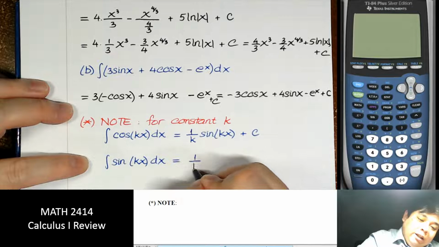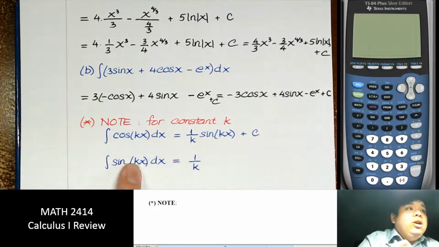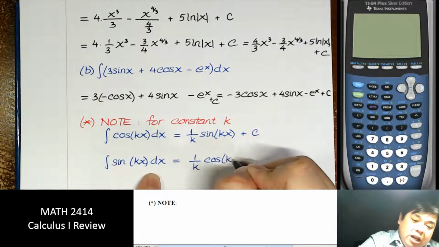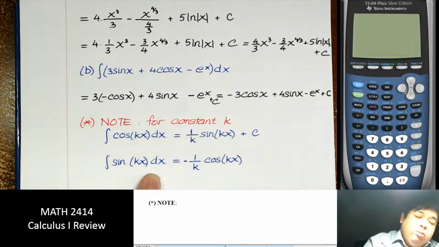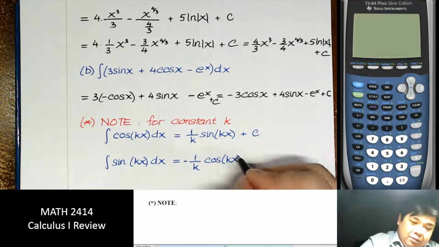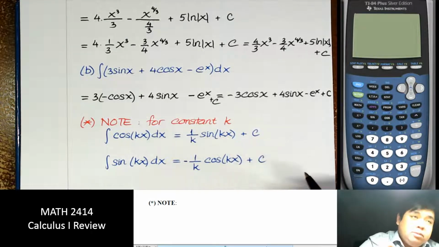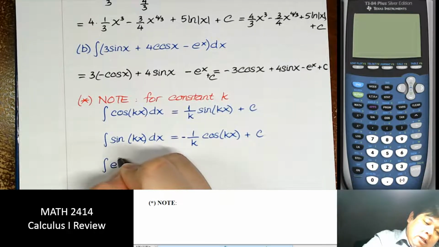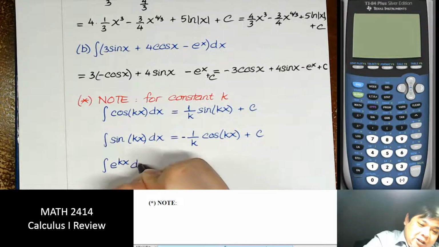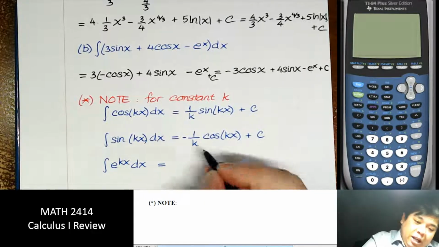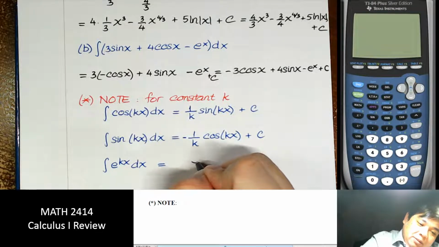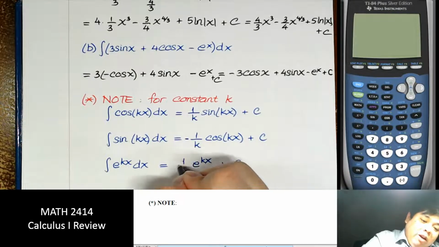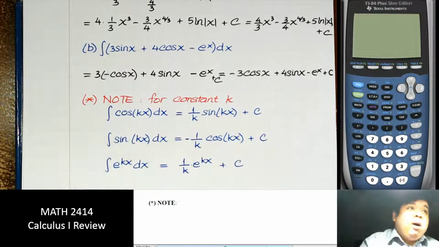Just 1 over k. And the integral of sine is negative cosine. The angle is kx, so it will be kx. There will be a negative in front. e to the kx is the same thing. But we have to divide by k, or multiply by 1 over k.